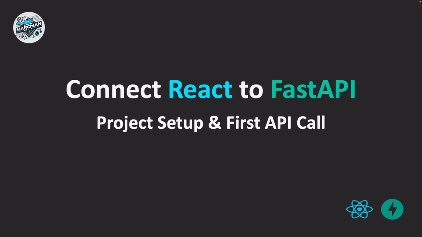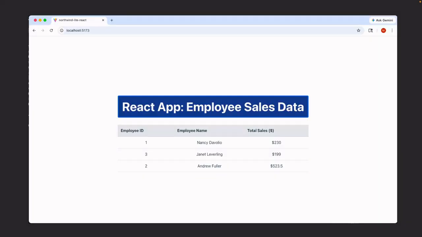Welcome to this series on building a full stack application with React and FastAPI. By the end of this series, we'll have a production-ready integration with front-end, back-end, authentication, and deployment. Step by step, we'll build this together. This is what we are building: a React app powered by a live FastAPI backend. Real employee sales data, real API calls, real production architecture, and we are building step by step.